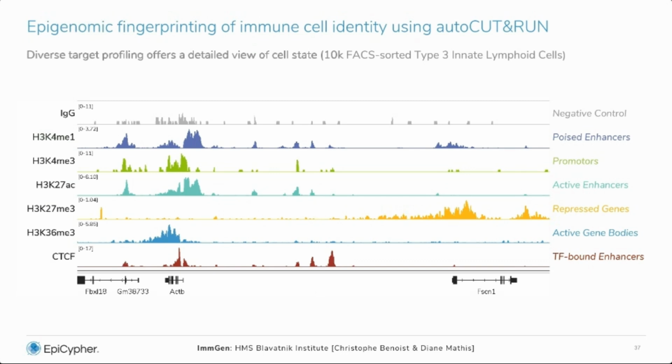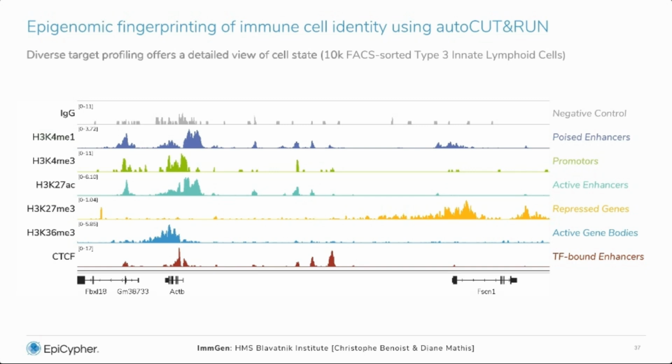Okay, so now that we have robust antibodies, a reproducible workflow, and everything's protected by those defined controls, now we can start getting to work and mapping those 10,000 FACS-sorted cells. And so what I'm showing you here is type 3 innate lymphoid cells, and I'm just showing you the diversity of features that we were able to map with just 10,000 cells per reaction.